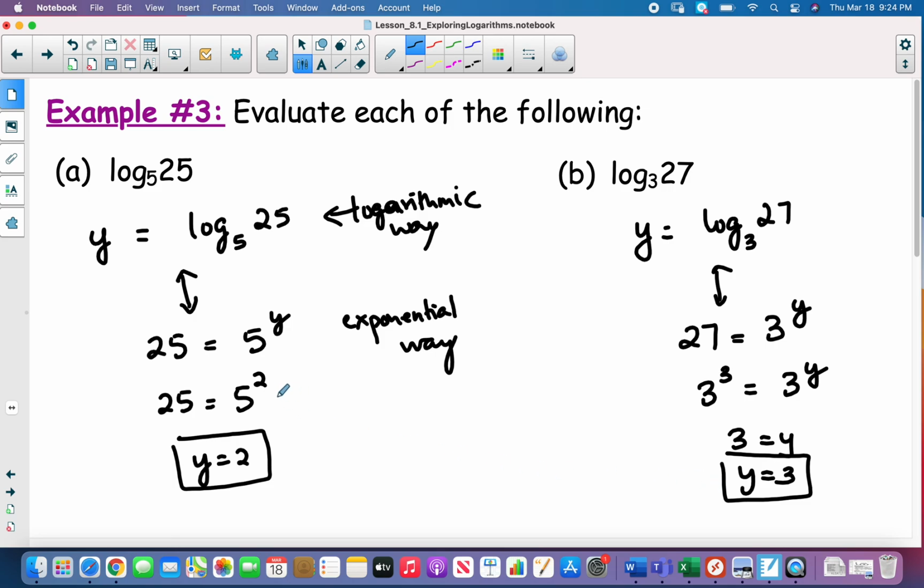Okay? And even here, I could have just gone from here and written, instead of 25, 5 squared is equal to 5 to the power of y. And you can clearly see that since the bases are both 5, that means y is equal to 2. Okay, so you can write it like that too.